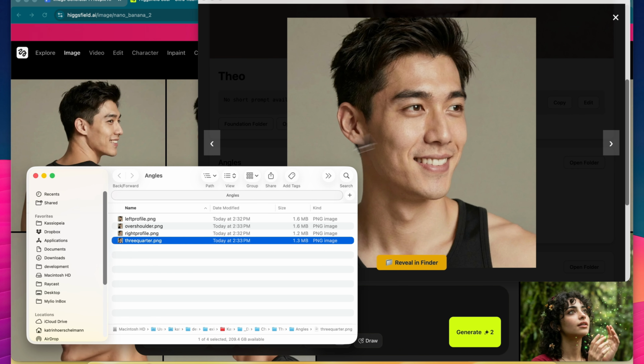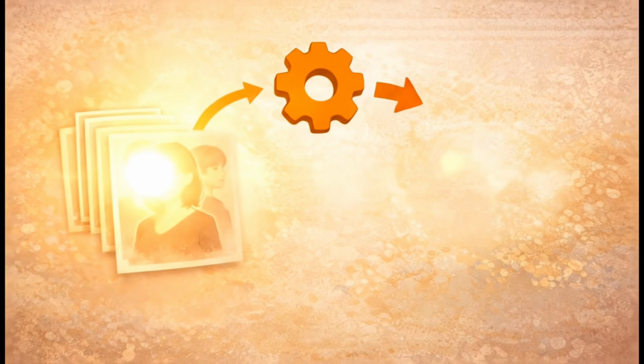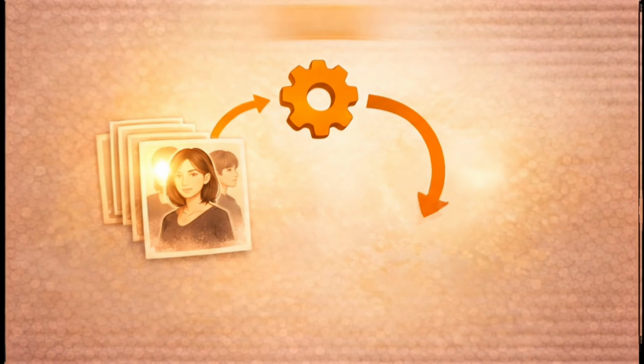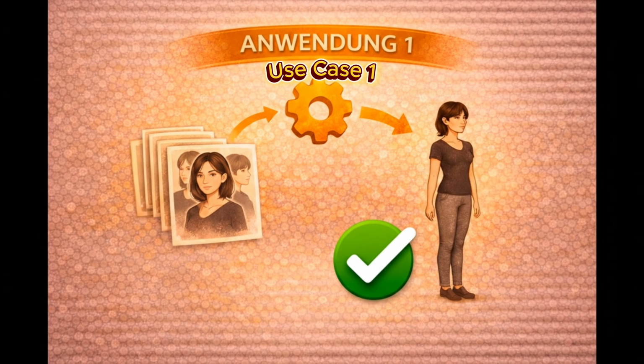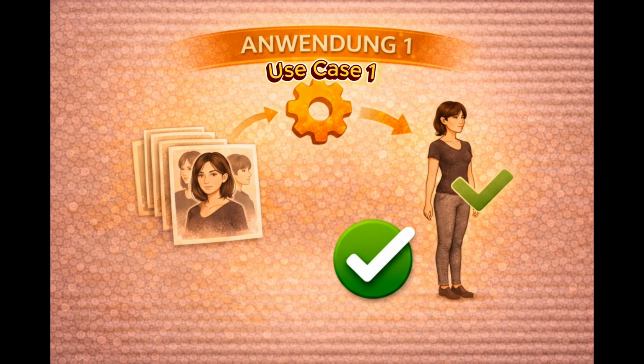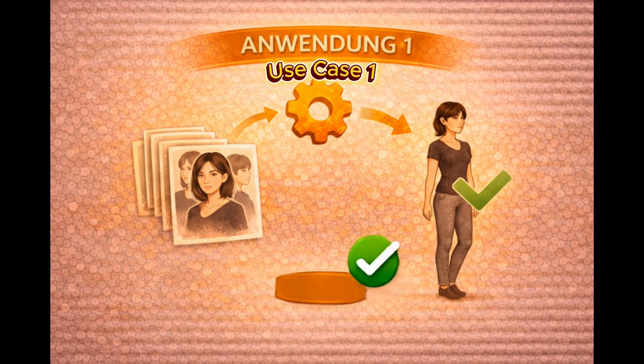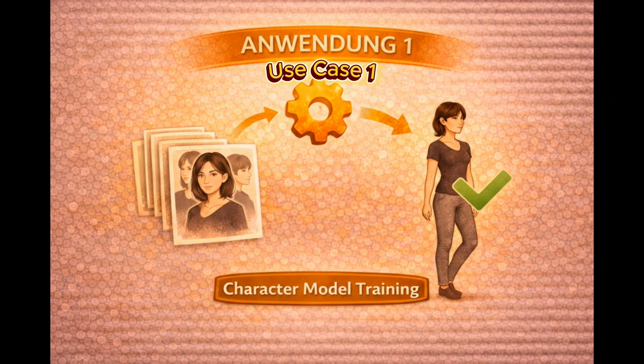Now you might be wondering, what do I actually need these angled images for? There are 2 main applications. First up, character model training. Certain tools, such as Freepik, enable you to train your very own character model. You upload all of your images, this includes your foundational shots along with every conceivable angle, and the software then learns precisely how your character appears from each and every viewpoint. Afterward, you can generate any desired scenes and your character will remain perfectly consistent throughout.